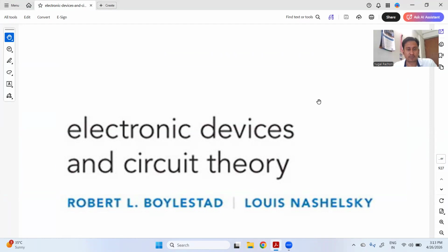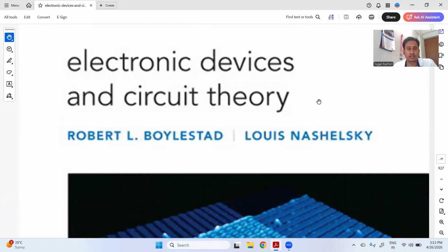This is the 11th edition of the book Electronic Device and Circuit Theory, and you can easily download it from the internet. This book is by Robert L. Boylestad and Louis Nashelsky. It is a very famous book, known as EDC, Electronic Device and Circuit Theory. Boylestad is a famous author; all those who are students of electronics know that this is one of the famous books applicable in all engineering colleges, whether IIT or non-IIT.